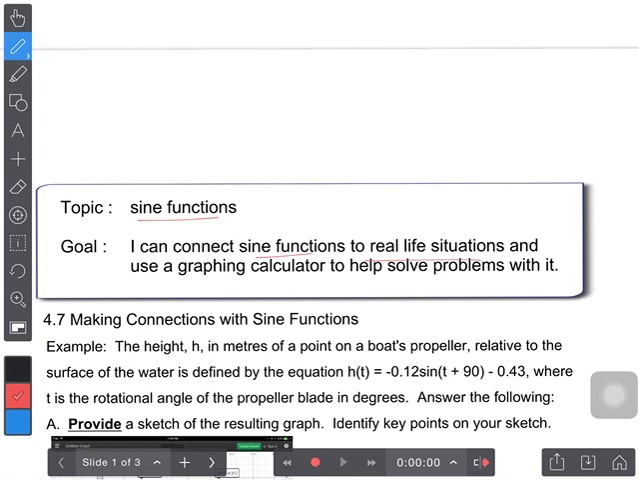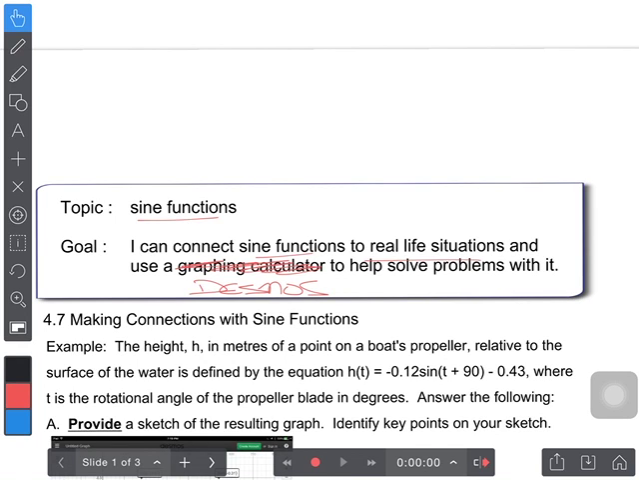be able to use, and we're not using the graphing calculator, we're actually using our Desmos app. So if you have a smartphone, iPad, Chromebook, you can use Desmos, either the app or the website, to help solve problems. So the first question here, we want to make connections with sine functions, and I just have one example that's going to cover all the bases for us.